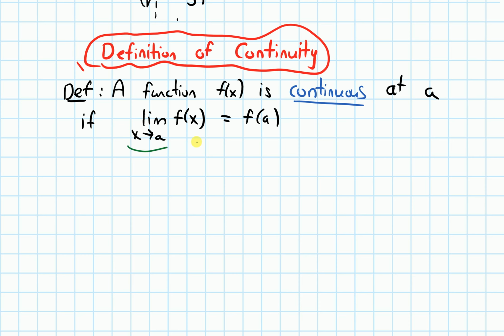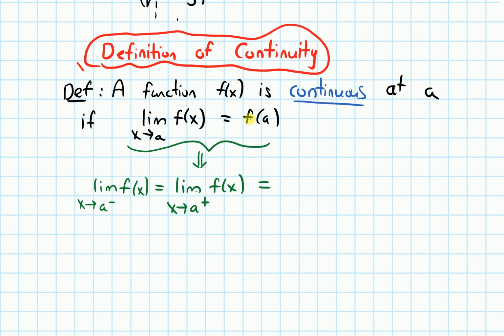And if we break this down a little bit more, what does it take for the limit as x approaches a, this is a two-sided limit, to exist? Well, for the two-sided limit to exist, we know that the limit as x approaches a from the left, that's what the minus sign indicates, of f of x needs to be equal to the limit as x approaches a from the right, that's what the plus sign indicates. Those need to be equal, and they need to be finite. And for it to be continuous, those need to be equal to f of a.